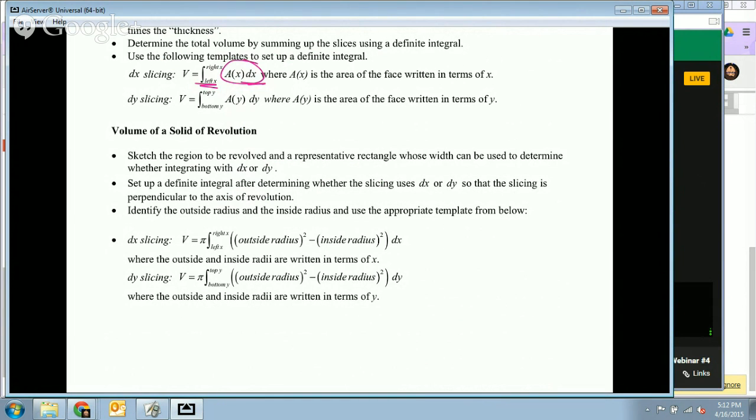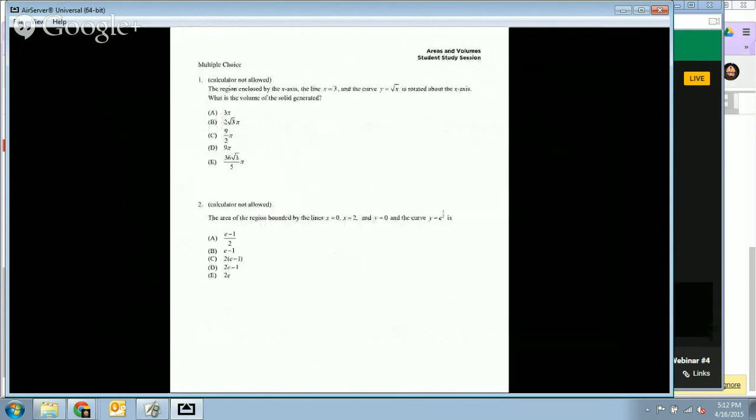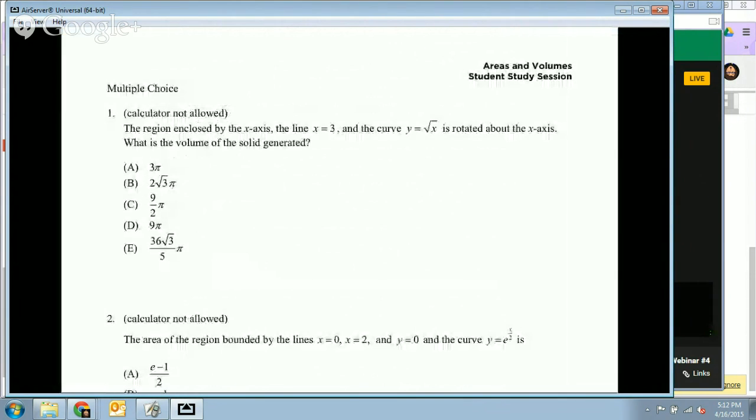All right, so let's get into some of these multiple choice problems. Typically, these are not going to be as complex because they're just testing your basic knowledge of these volume and area problems. So here I have the region enclosed by the x-axis, the line x equals 3, and the curve y equals square root of x, rotated about the x-axis.